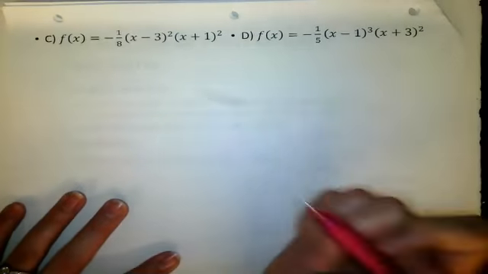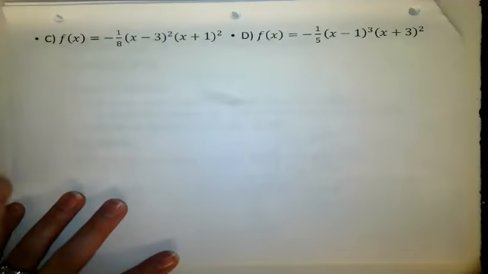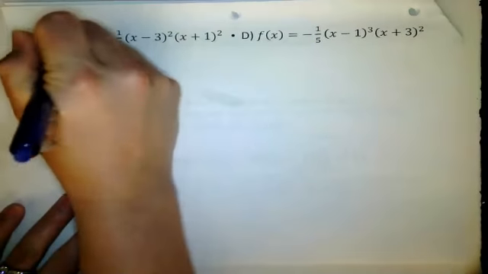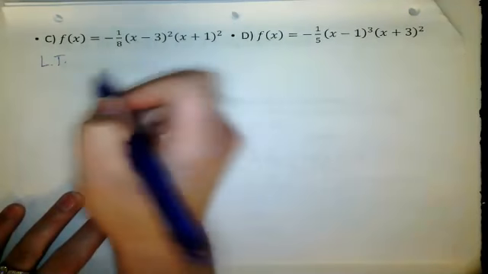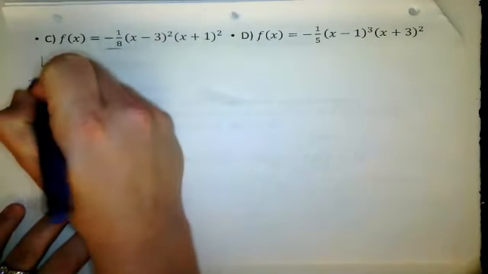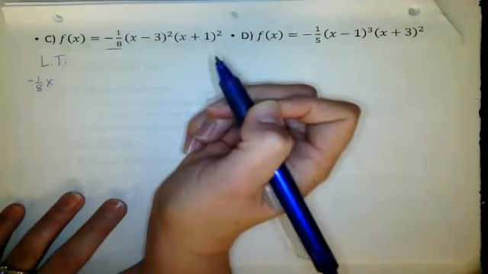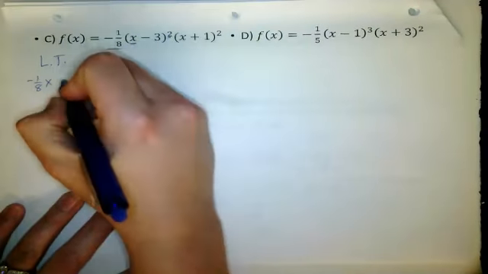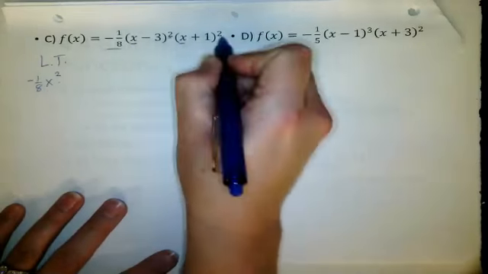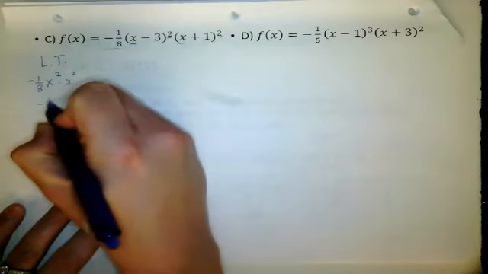No, they're not harder. All right. Leading term. What's the leading term here? We've got a -1/8 x cubed times x, which is x to the 4th. This is x being squared, and another x being squared. So -1/8 x to the 4th is our leading term.